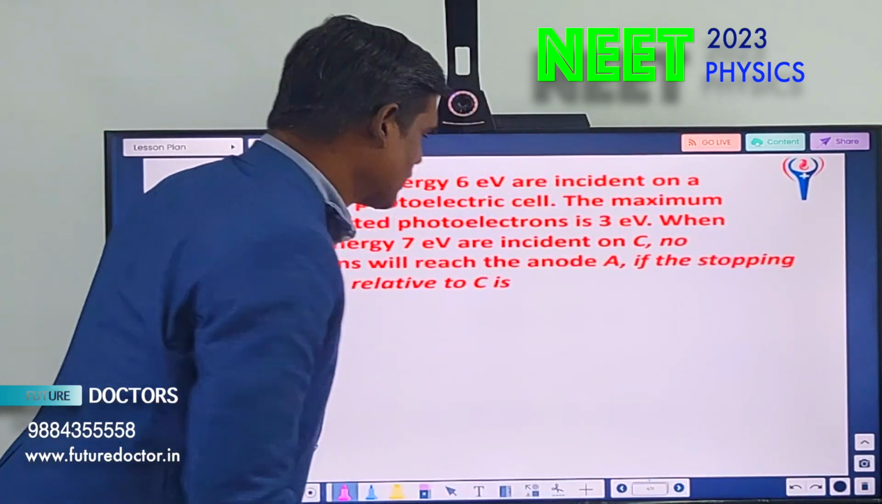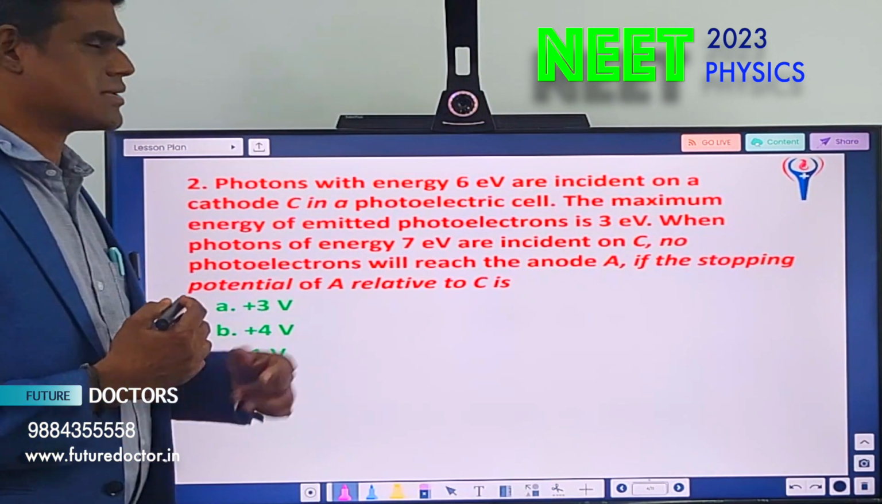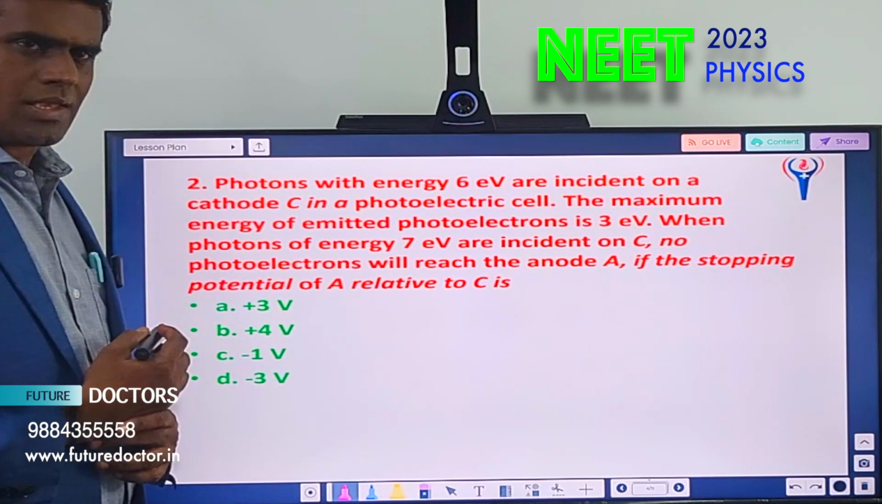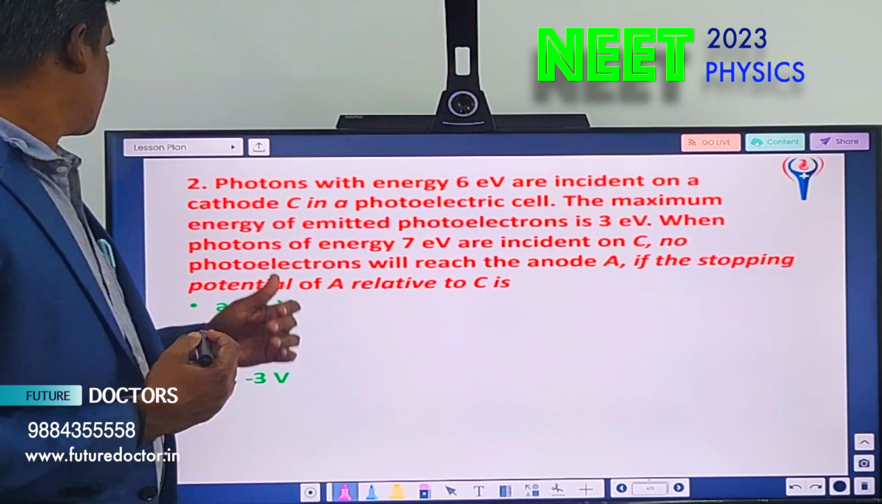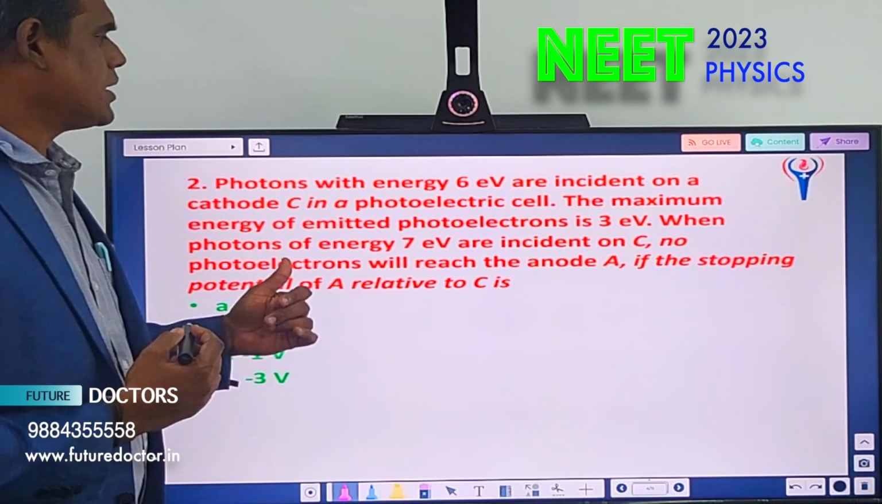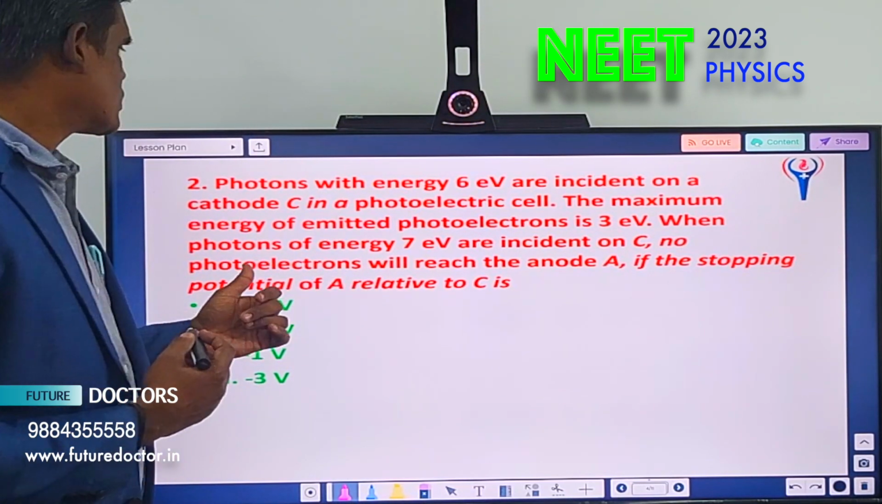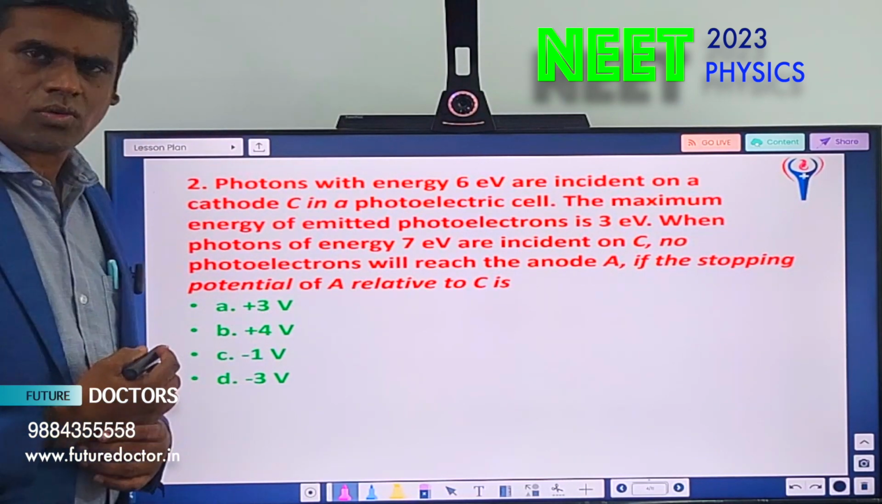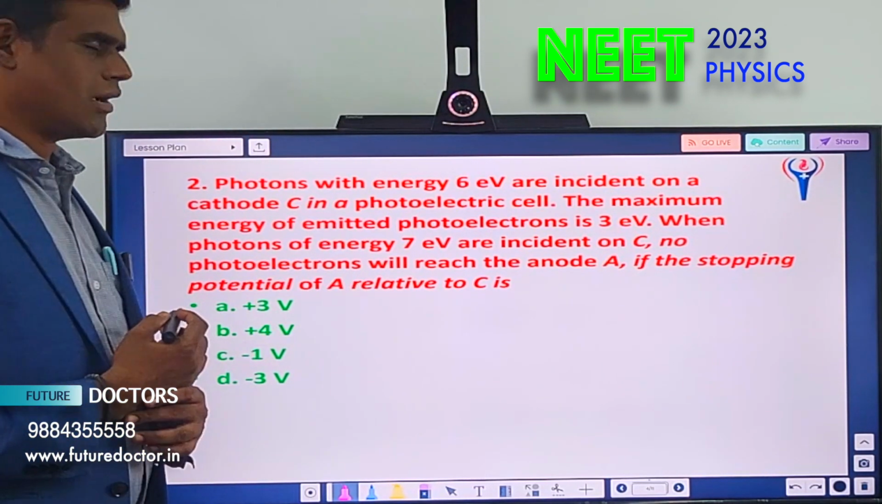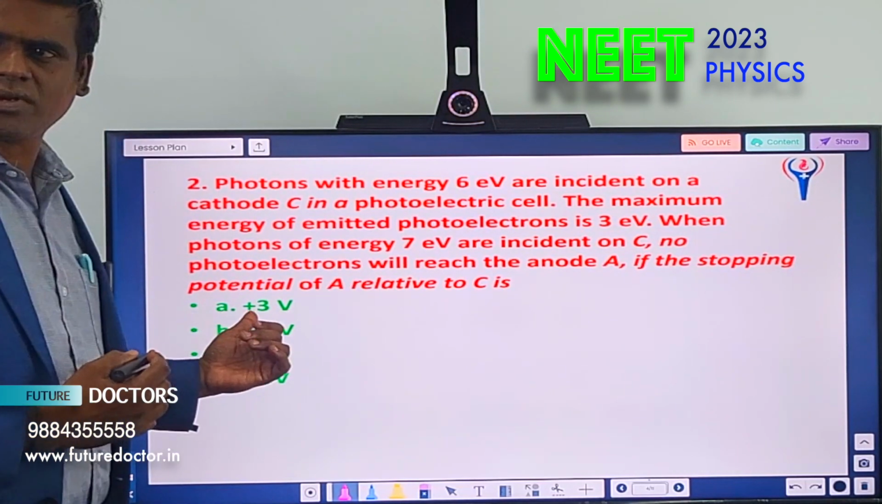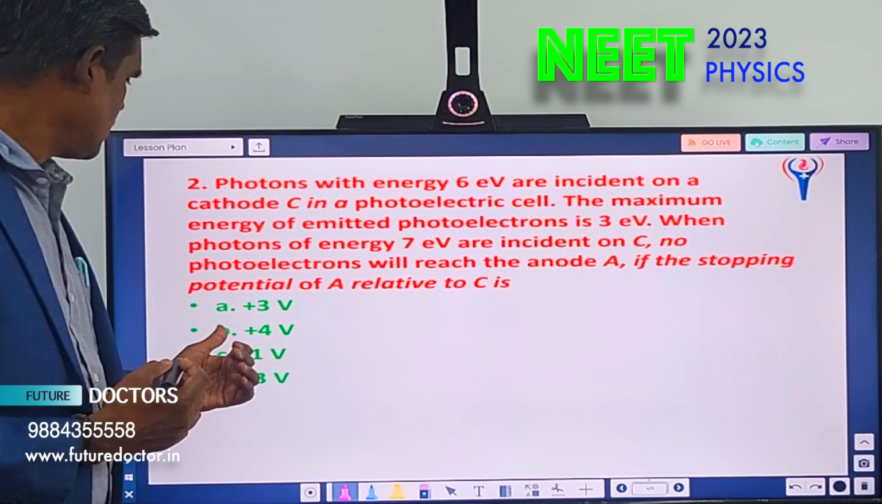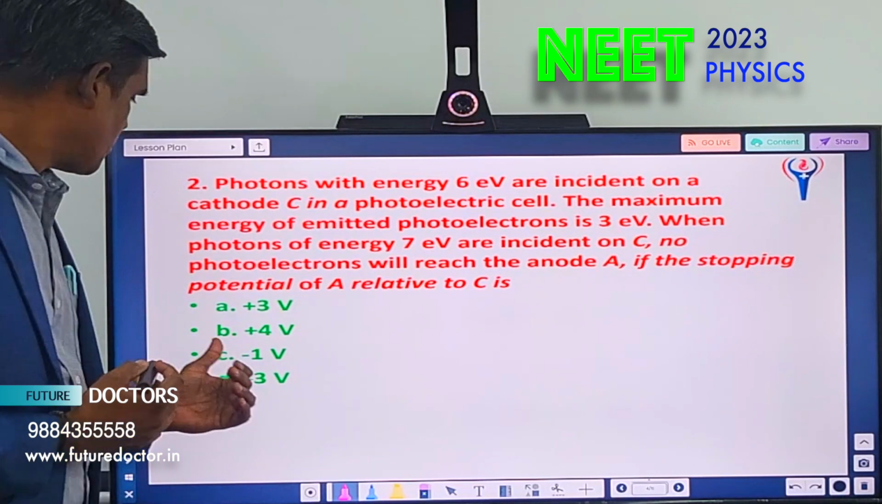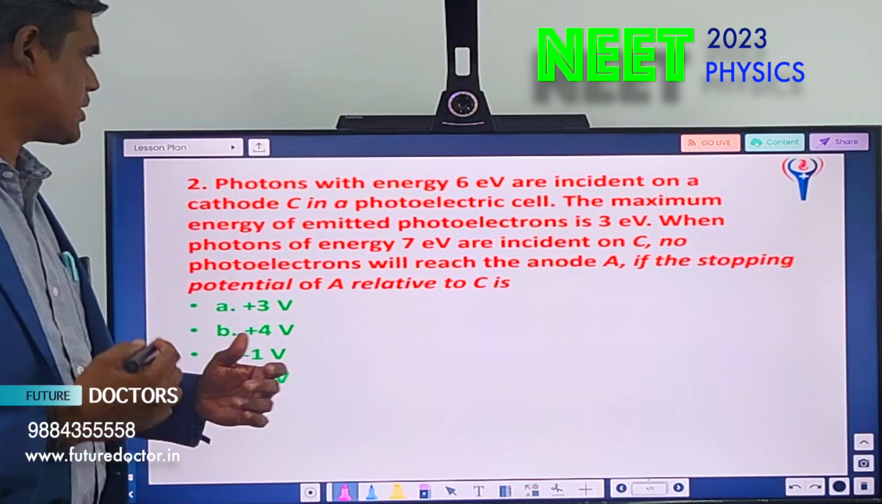Let's move to question number 2. Photons with energy 6 eV are incident on a cathode C in a photoelectric cell. The maximum energy of emitted photoelectrons is 3 eV. When photons of energy 7 eV are incident on C, no photoelectrons will reach the anode A if the stopping potential of A relative to C is dash. Option A plus 3 volts, B option plus 4 volts, C option minus 1 volt, last option minus 3 volts.